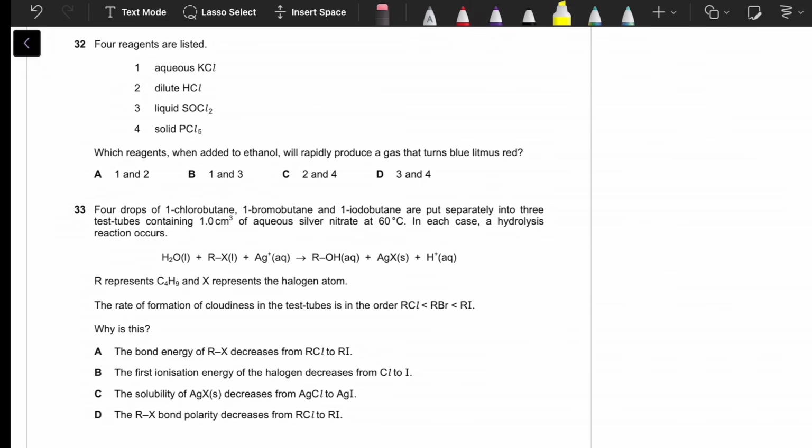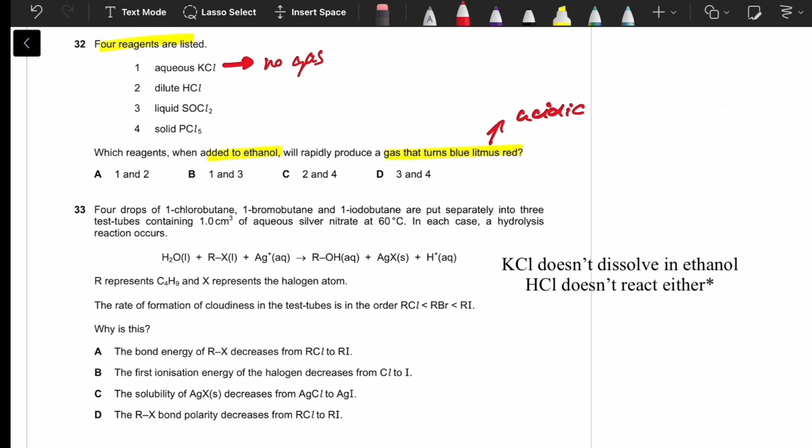Question 32 lists 4 reagents. Which of these reagents, when added to ethanol, will produce a gas that turns blue litmus red? So blue litmus turning red indicates that an acidic gas is produced, and this reagent must react with ethanol. Okay, so when KCl reacts with ethanol, no gas is actually produced. We can already cancel options A and B out. With dilute HCl, no gas, again, is produced.